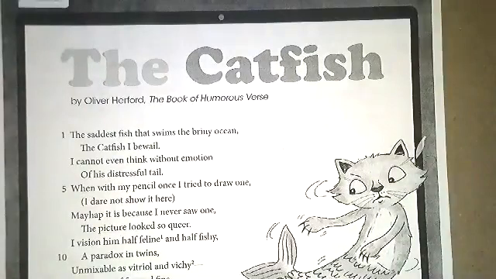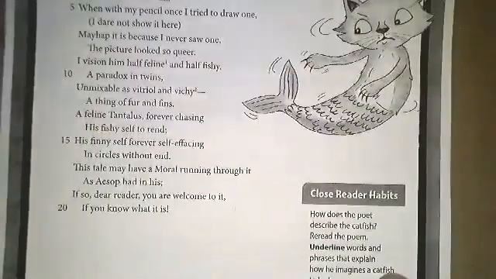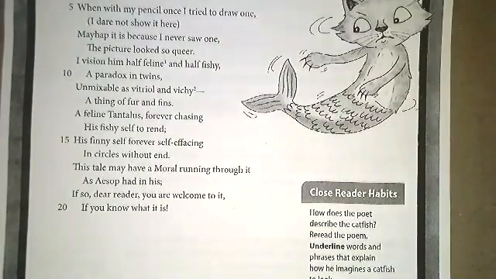So reading through the poem on page 274, The Catfish. The saddest fish that swims the briny ocean, the catfish I bewail. I cannot even think without emotion of his distressful tale. When with my pencil once I tried to draw one, I dare not show it here. Mayhap it is because I never saw one, the picture looked so queer. I vision him half feline and half fishy, a paradox in twins. Unmixable as vitriol and Vichy, a thing of fur and fins. A feline Tantalus, forever chasing his fishy self to rend, his finny self forever self-effacing in circles without end. This tale may have a moral running through it, as Aesop had in his. If so, dear reader, you are welcome to it, if you know what it is.